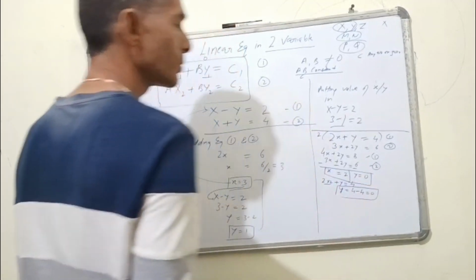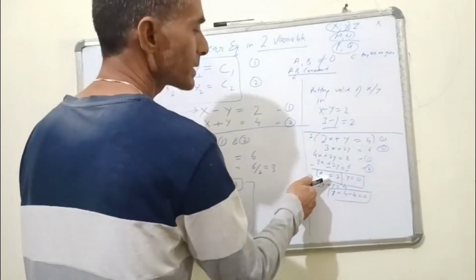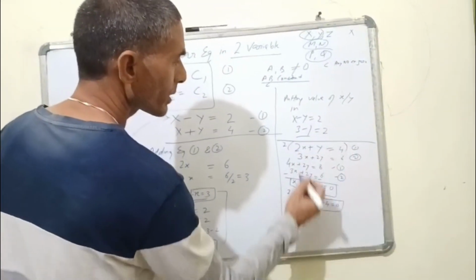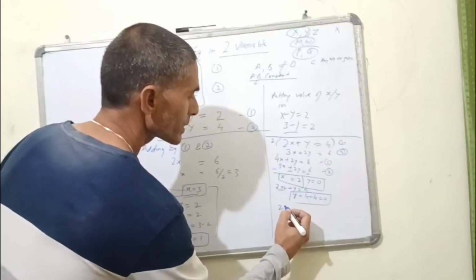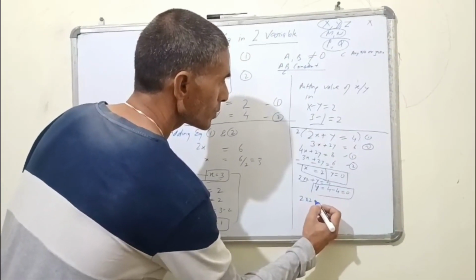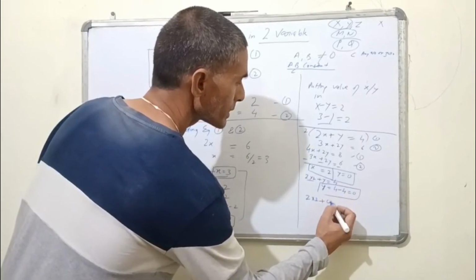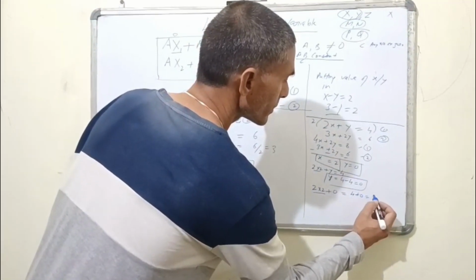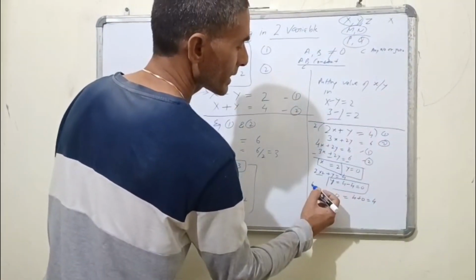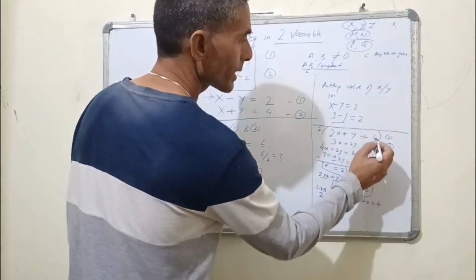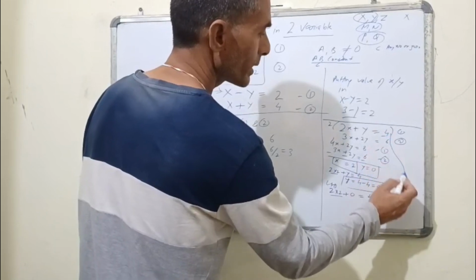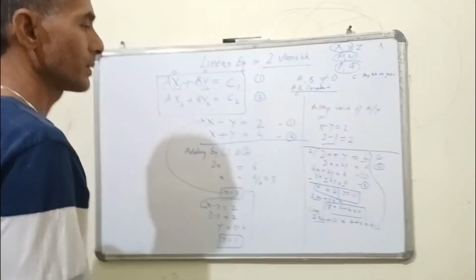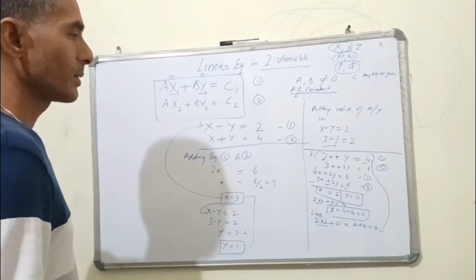Now, just to verify, we can place the values of x and y in any of these two equations, right? So let's say we put it in 1 only. So 2 times 2 plus 0 is how much? 2 twos are 4, and 4 plus 0 is how much? 4. So that means our left hand side is 4 and right hand side is also equal. 4. Alright? So that means what? Our solution is correct. So have you understood? Yes.